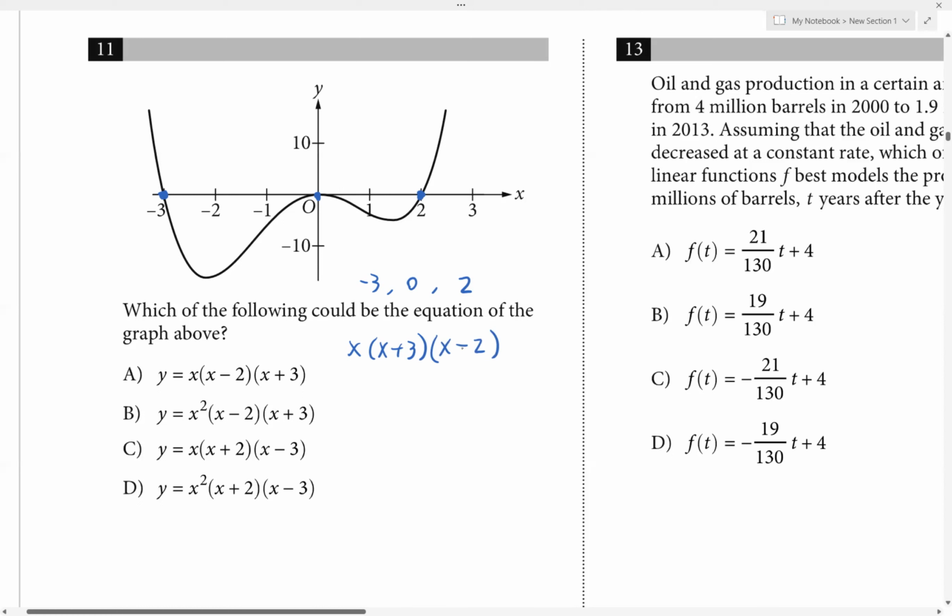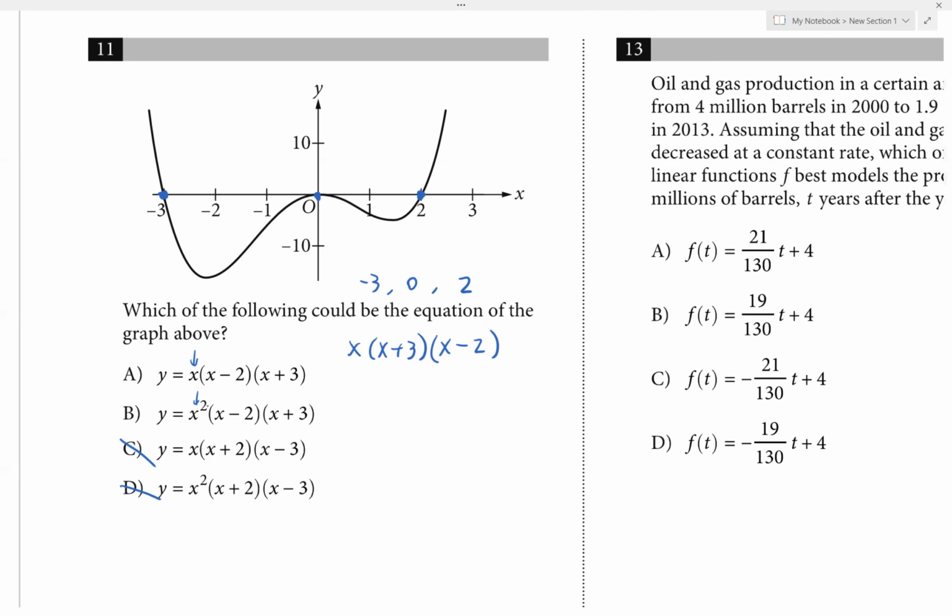In the factor, the signs will always be opposite. So we know these should be the factors: x plus 3 and x minus 2. So we can eliminate C and D, because they have x plus 2 and x minus 3. That doesn't work. Between A and B, which one is correct? They all have the same factors. The only difference is A has an x and B has an x squared.